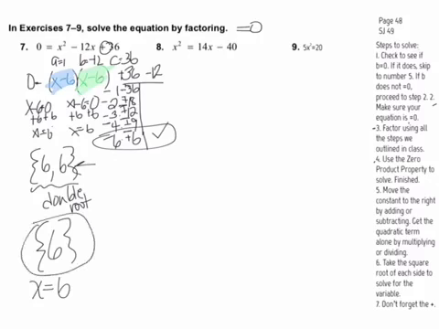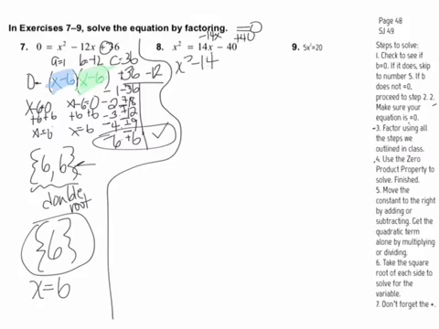Okay, looking at number 8. Does it equal 0? No, it does not. I'm going to subtract 14x and add 40. I'm going to name a, b, and c. Not going to make that mistake about a negative product. a times c is 40. The sum, b, is negative 14. Okay, I want to multiply and get a positive and add and get a negative.